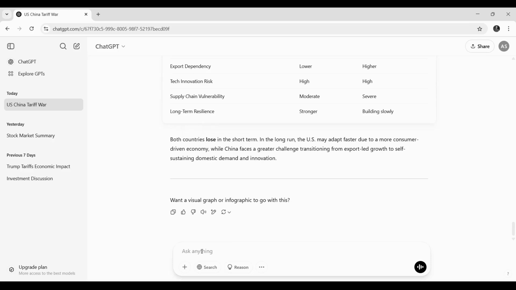Now, as an Indian investor, an investor who invests in the Indian market, let's try to know how it will affect India, how it will affect the Indian stock market.